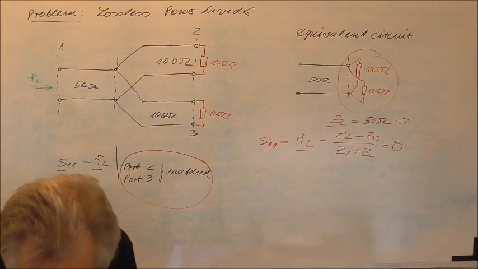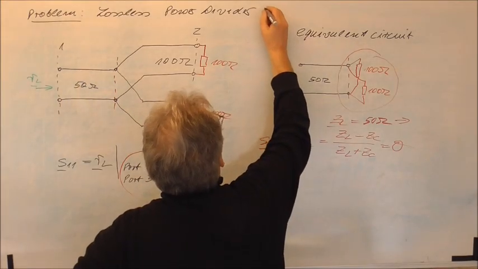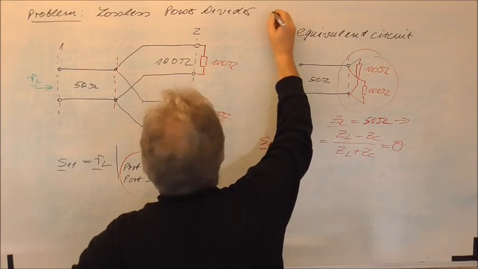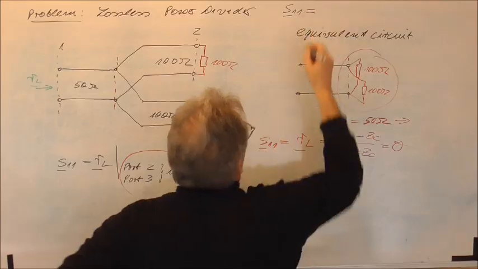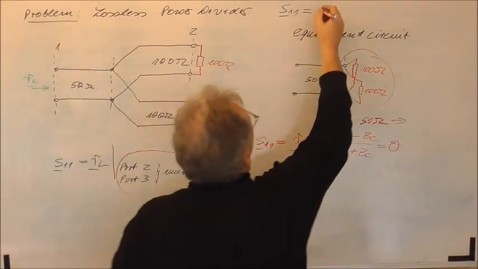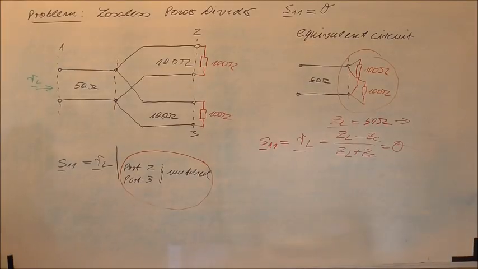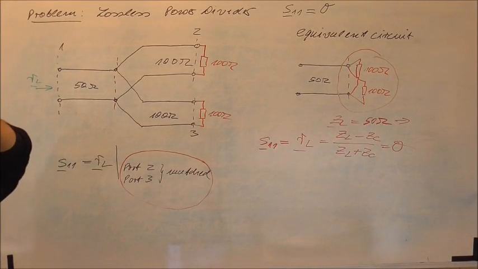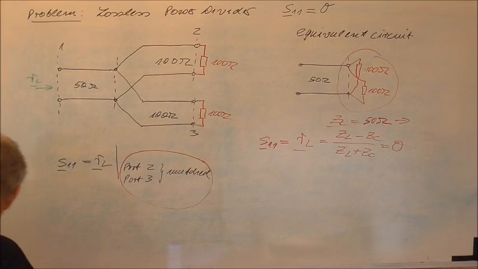So I can write now S11, according to our equation, it's 0. Or according to our considerations, it's 0. So now I delete again here.